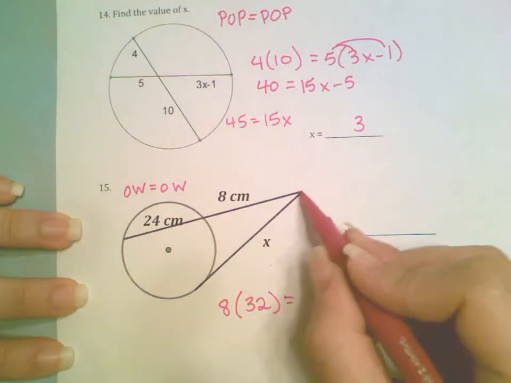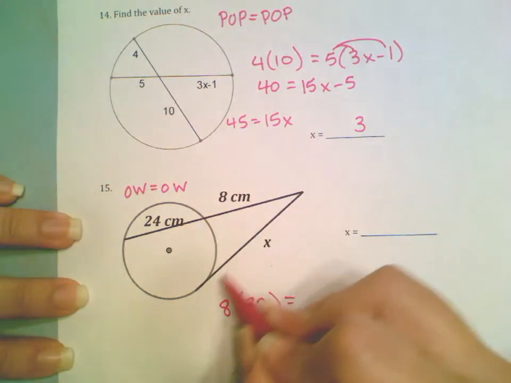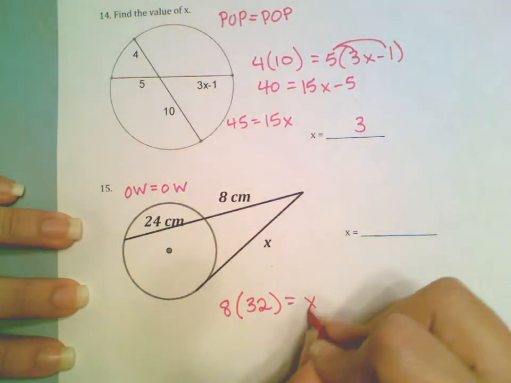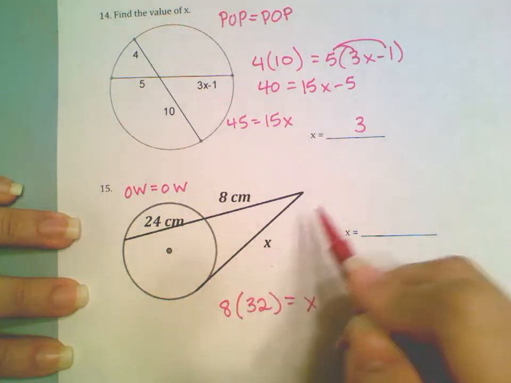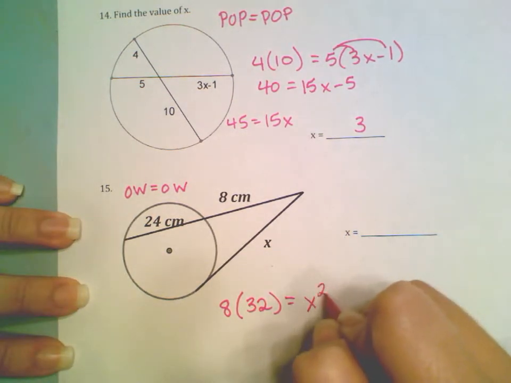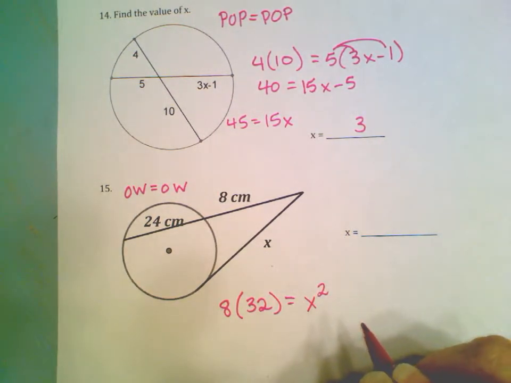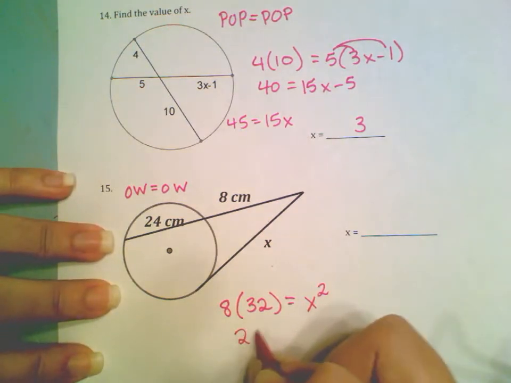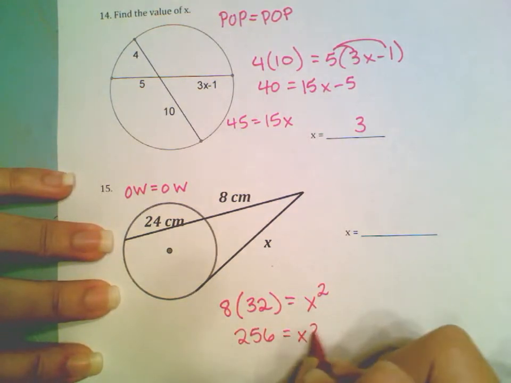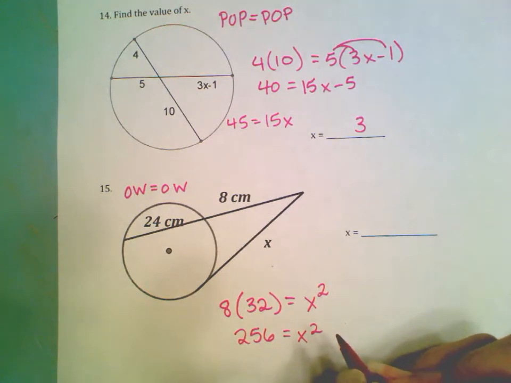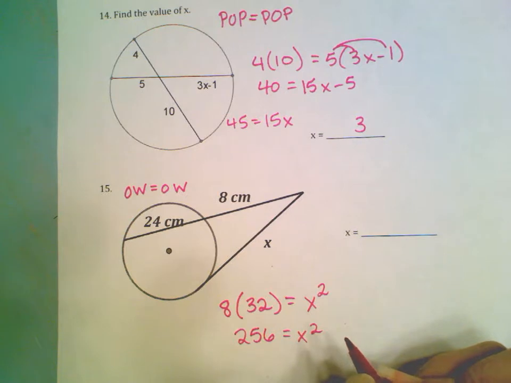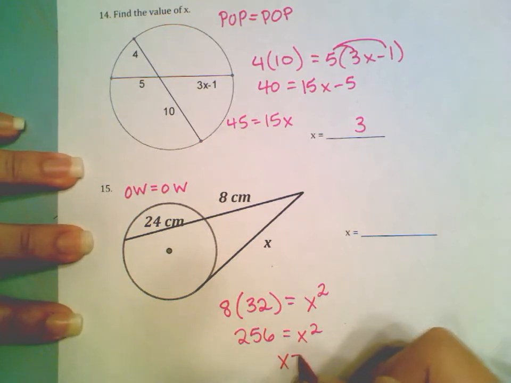And that'll be equal to the outside, which this segment is on the outside, so that's x, times the whole segment, which is also x. x times x gives us x squared. If we do 32 times 8, we get 256 equals x squared. And then you'll need to take the square root of 256. If we take the square root of 256, we get x is equal to 16.